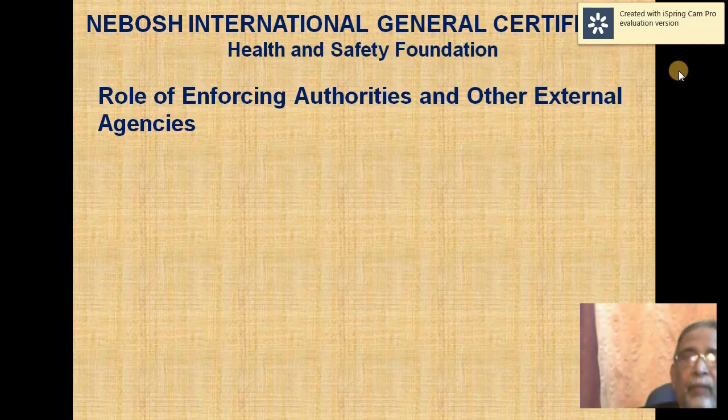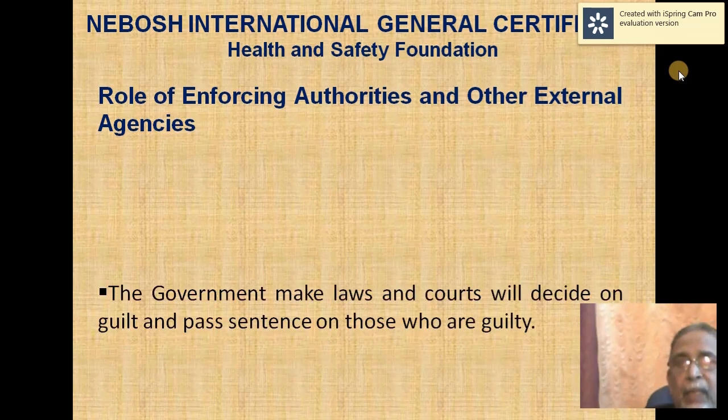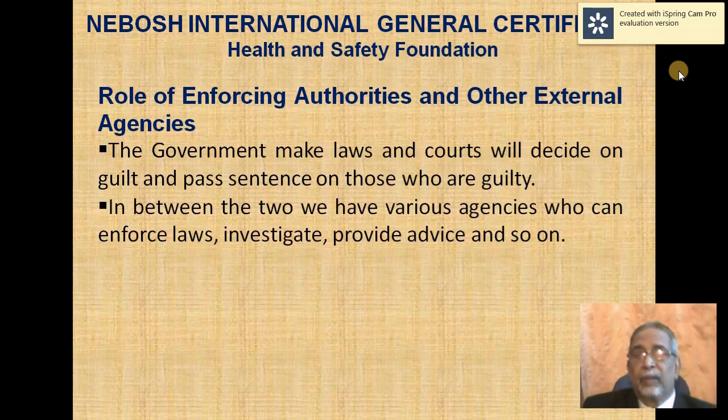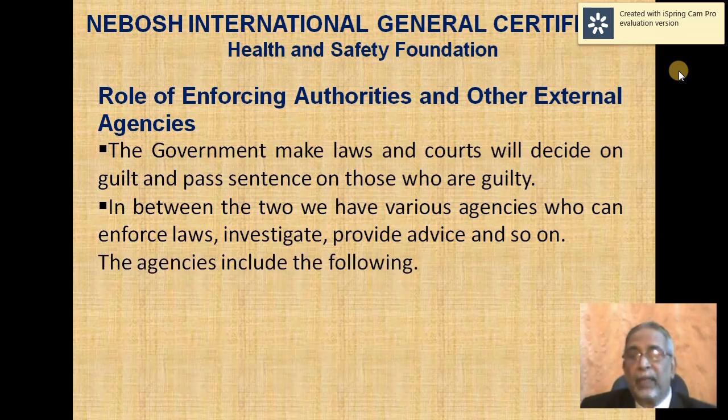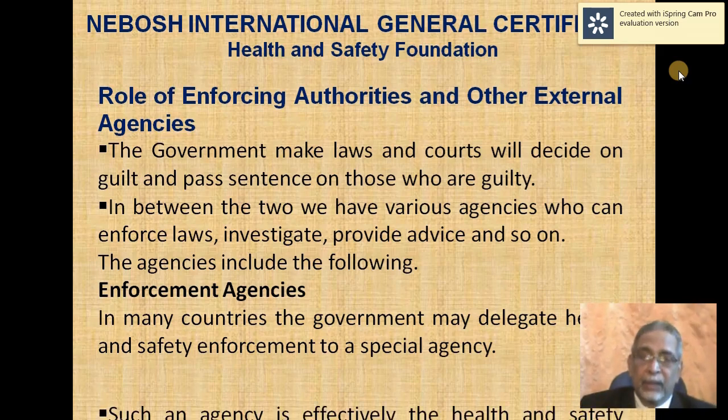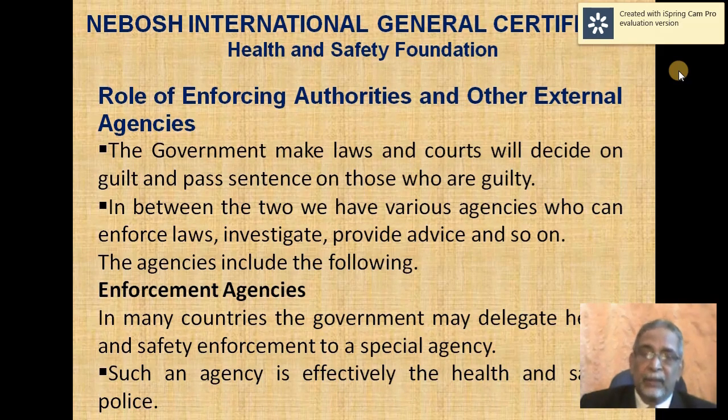The role of enforcing authorities and other external agencies. The government makes laws and courts will decide on guilt and pass sentences on those who are guilty. In between the two, we have various agencies who can enforce laws, investigate, provide advice, and so on. The agencies include the following: enforcement agencies. In many countries, the government may delegate health and safety enforcement to a special agency. Such an agency is effectively the health and safety police.